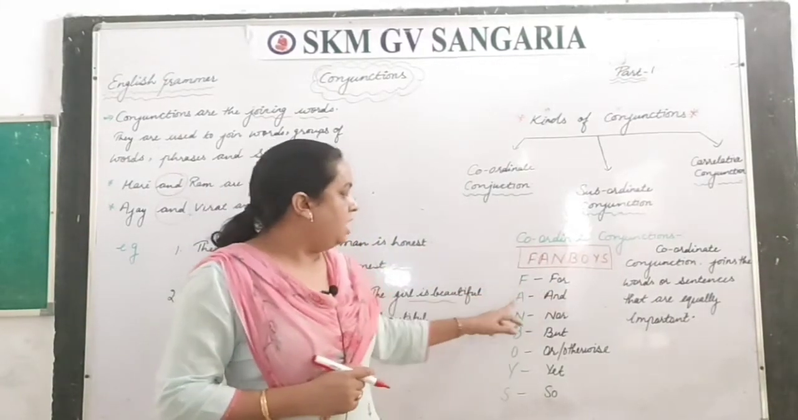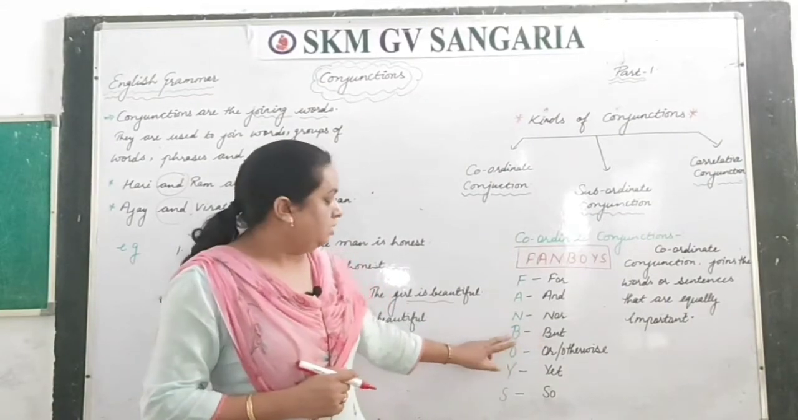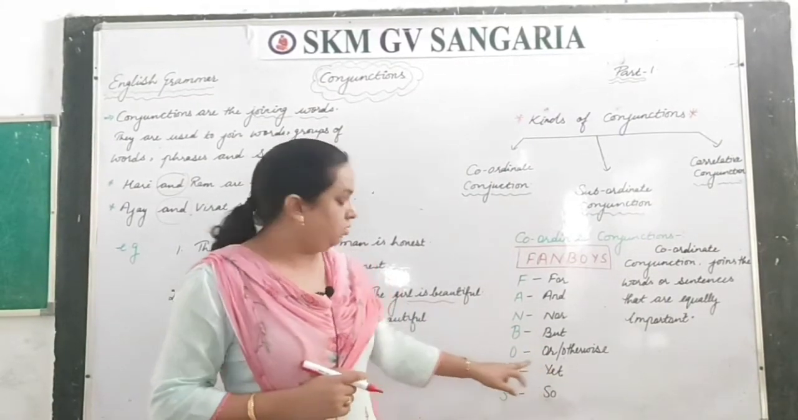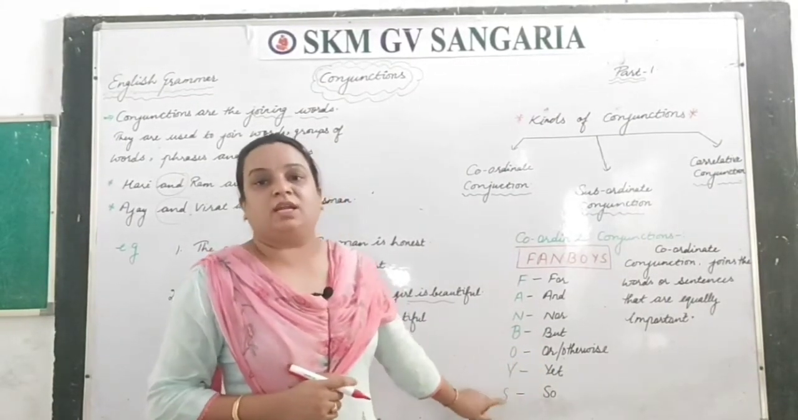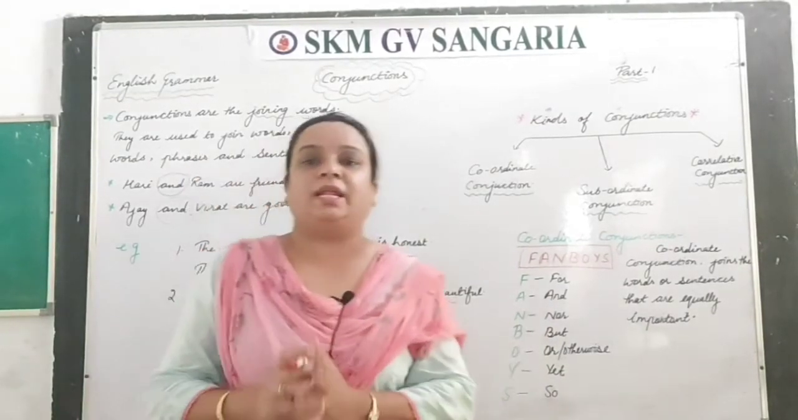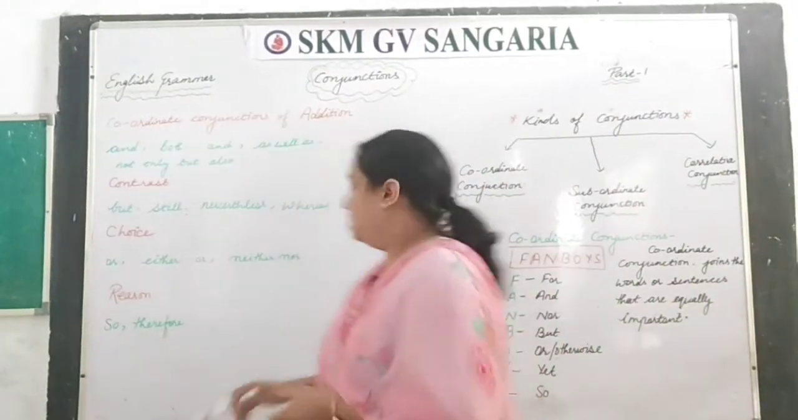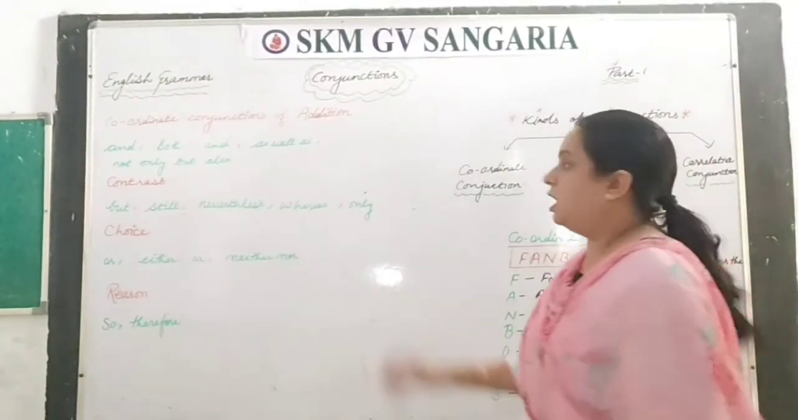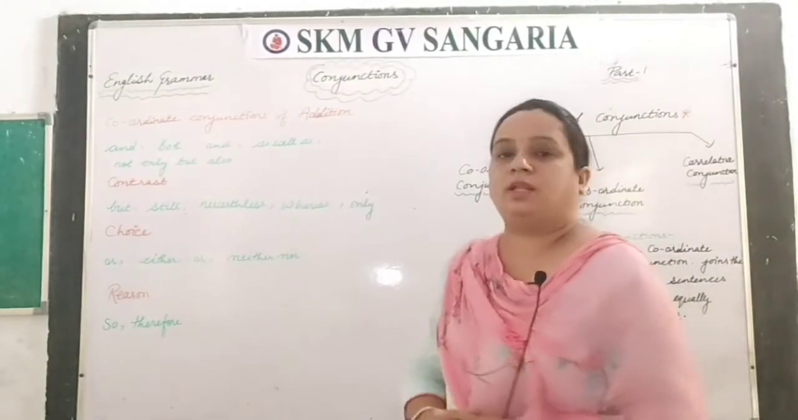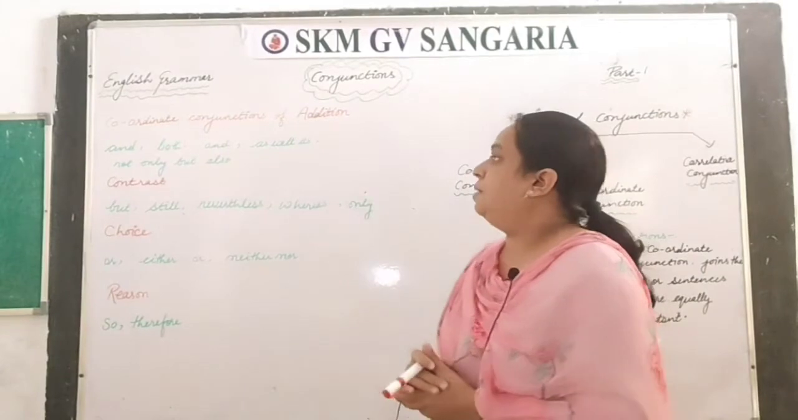F for for, A for and, N for nor, B for but, O for or and otherwise, Y for yet, and S for so. So this is all about the coordinate conjunctions today. Now let's learn these coordinate conjunctions are further divided, and we can use them on the basis of different parts.